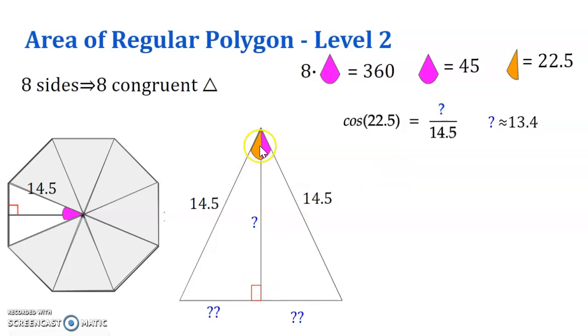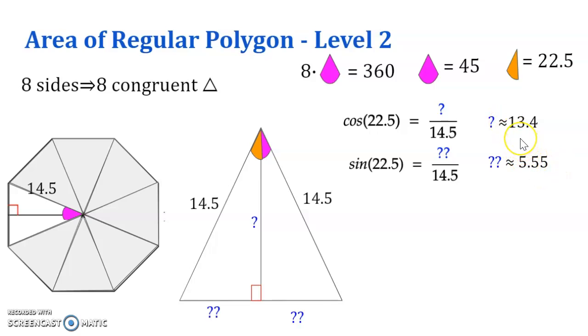We figured the apothem's length now. Now we need to figure out the other question mark. Okay, relative to the 22.5 degrees, this is the opposite side, so it's opposite and hypotenuse, we're going to use sine of 22.5 degrees is going to be opposite, which is the question mark, divided by 14.5. Use the calculator, figure out what sine of 22.5 is, multiply by 14.5, and you should get the length of the question mark to be 5.55.